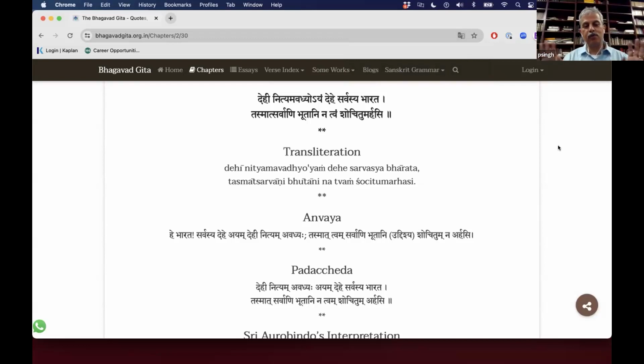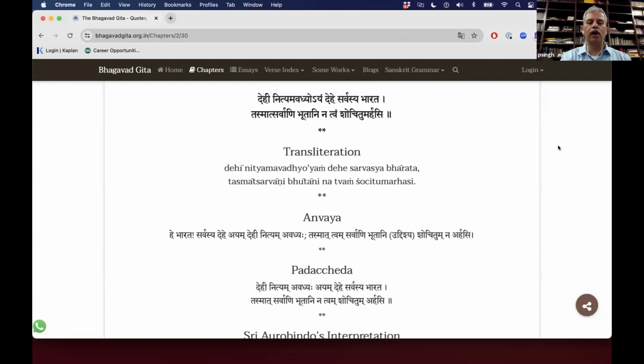I'll try not to make it too difficult. Sarvani Bhutani, all the creatures, in them the Dehi that is residing is Nityam and it is Avadhyaha. It can never be killed. That is why Na Tvam Shochitum Arhasi, you are not capable of having sorrow for them. That means you will not have sorrow for them. So that is basically the explanation.